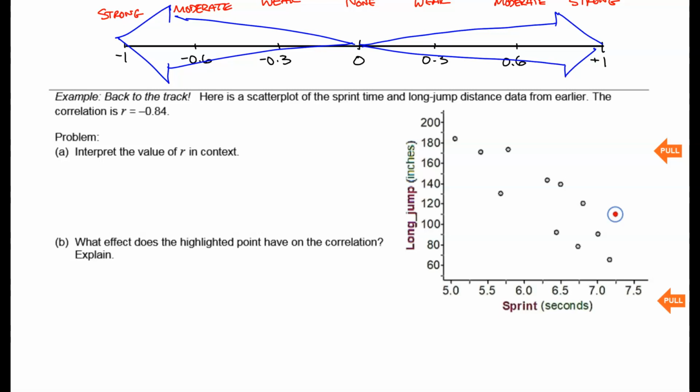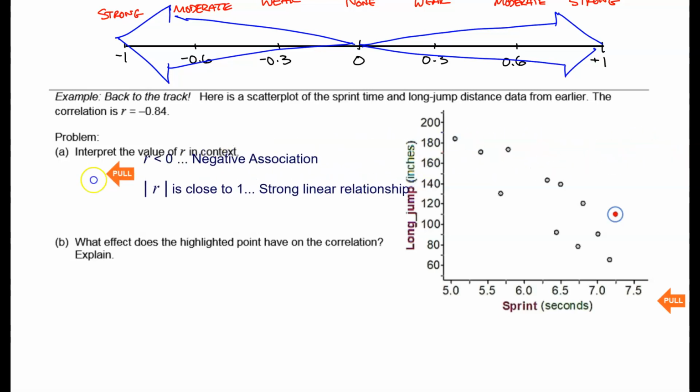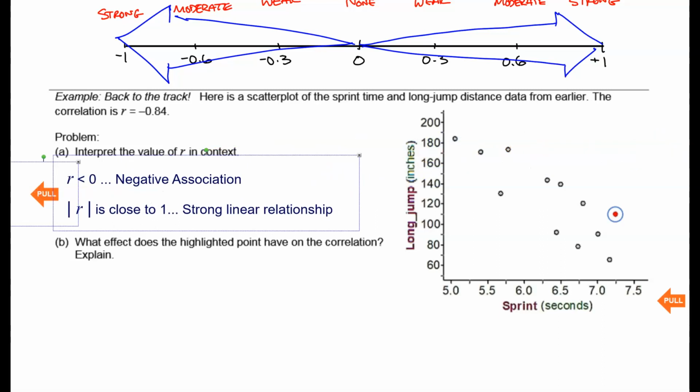Well, let's see. R tells us two things, direction and strength. Since R is less than 0, we have a negative association, and because the absolute value of R is close to 1, it's a strong linear relationship. And I think you can see that in the graph.